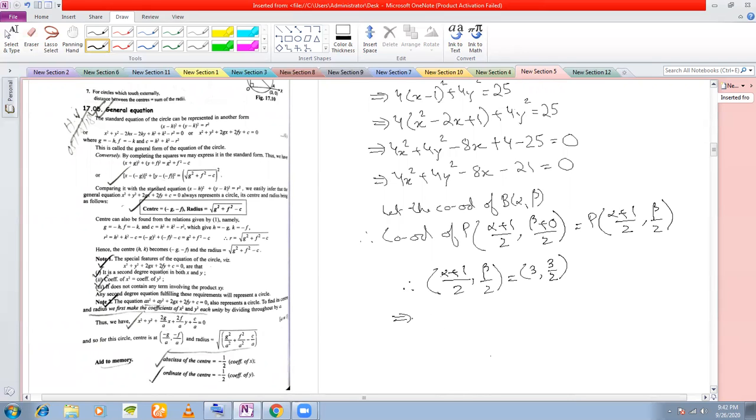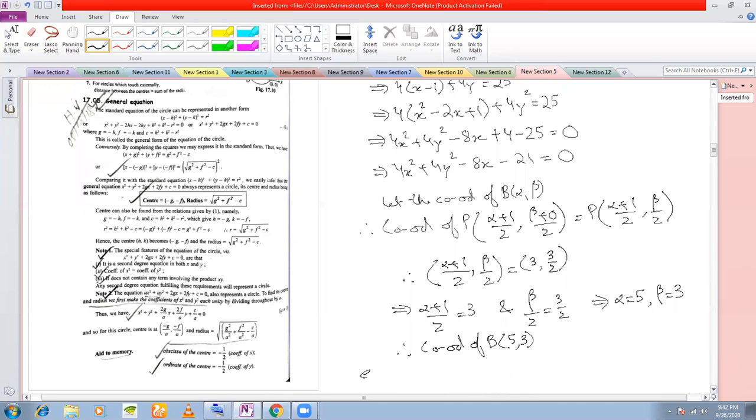So that means alpha plus 1 by 2 equals 3 and beta by 2 must be equal to 3 by 2. If we solve these two equations, you get alpha equal to 5 and beta is equal to 3. So the coordinates of B is 5 comma 3.